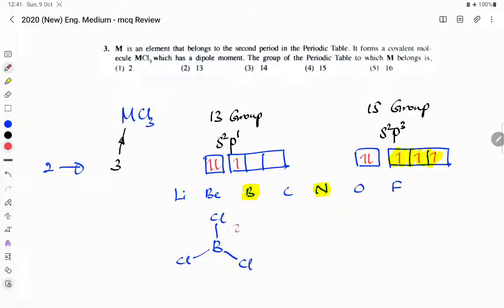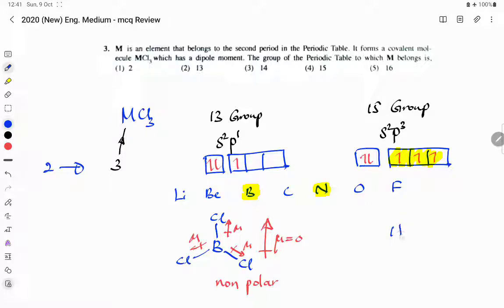And when we mark the dipole moment, each bond has a dipole moment in the direction of the chlorine. Since all these dipole moments are identical, they cancel off. Therefore, there will be no dipole moment. The dipole moment will be 0. So it will be a non-polar molecule. Non-polar.